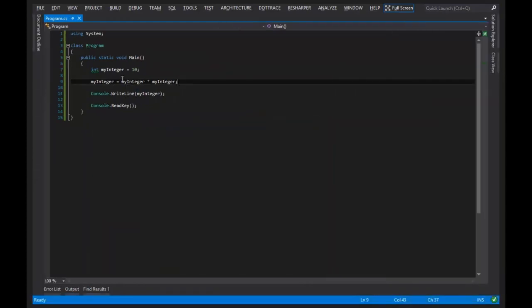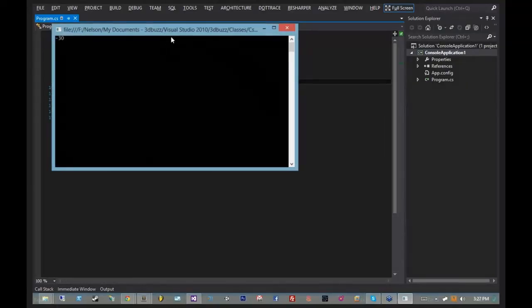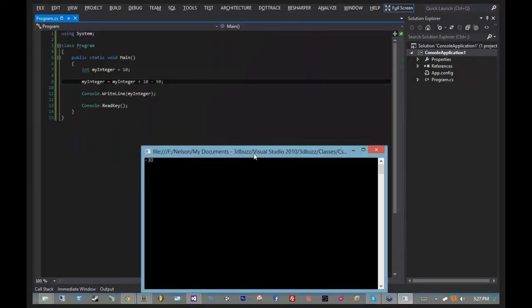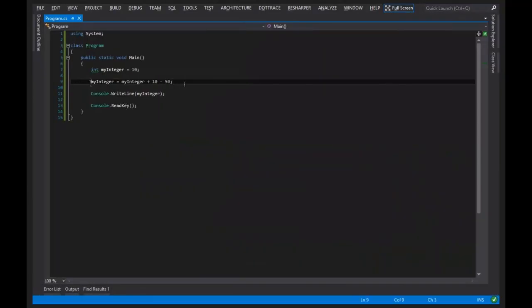So we can do a variety of different mathematical operations to our integers in the way that you would expect them to work. So we could say my integer equals my integer plus 10 subtracted by 50. Of course, that expression can be reduced, but that's not the point. The point is that we can perform any sort of arbitrary arithmetic on our integers, and we will commonly do so.